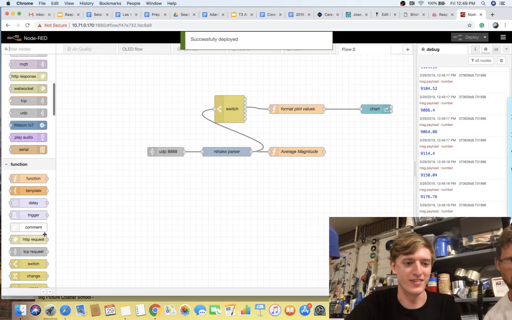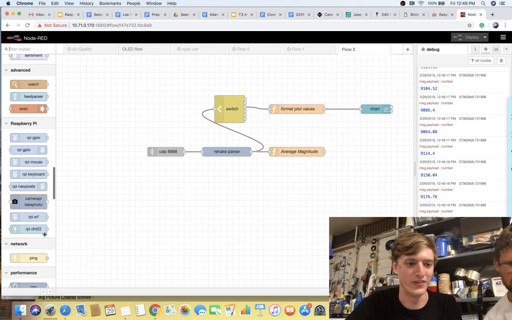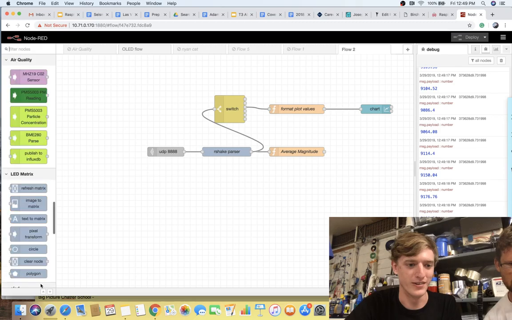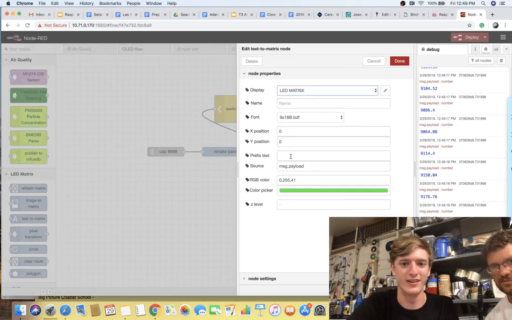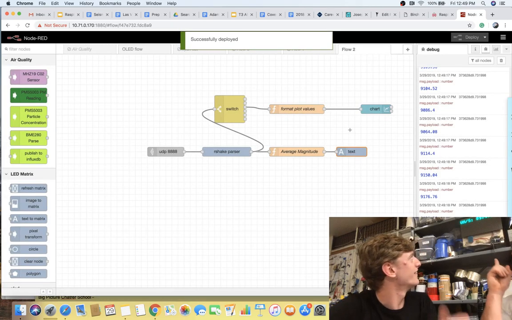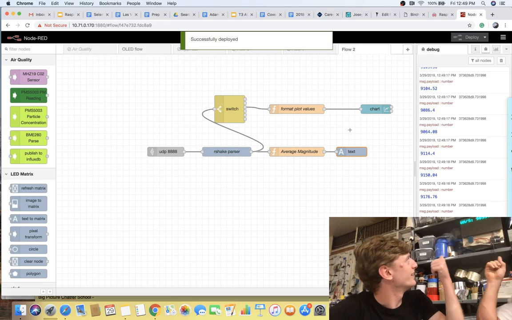Here we go, text to matrix. So all we'd have to do to get the average magnitude on the screen is just stick it in a text to matrix node. Make sure these settings are all the same. So we can put a prefix text of micrometer per second acceleration, and then deploy that. And then right up there behind us. There it is. Yay! All right, it worked.